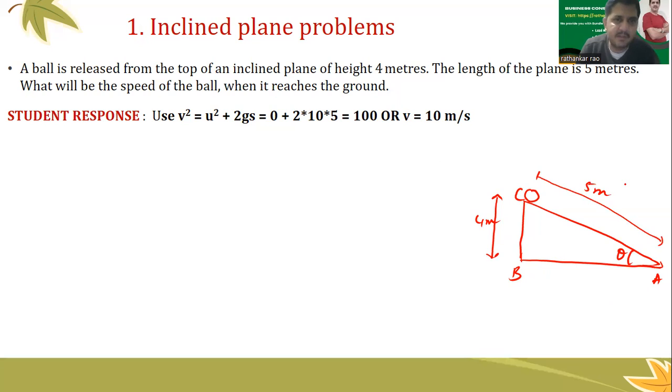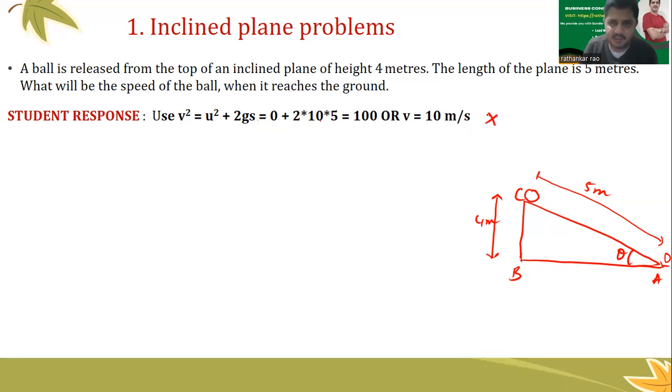Then what will be the speed of the ball when it reaches the ground? When it reaches this point, what is the speed? Now, most of the students, they have already learned equations of motion. So the first thing they do is, distance is given to you, 5 meters. They will substitute it. S is equal to 5 meters. U, initial velocity, anyway, they know. You put U equal to 0. G value is 10. Substitute it and you get the answer 100, or V is equal to 10 meters per second.